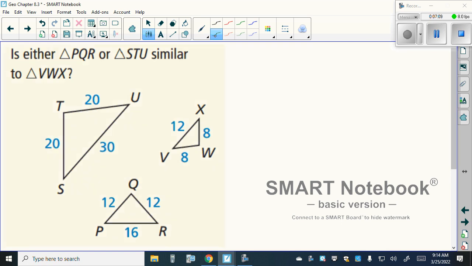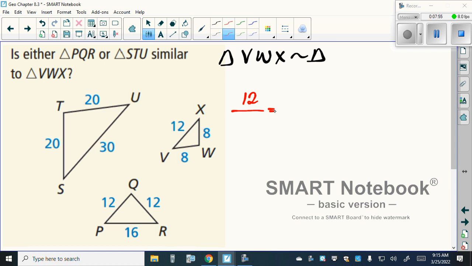So is either PQR or STU, either one of those two triangles, similar to VWX? Well, I know this is half the statement, mainly from just what the directions told us, yes? Because it's saying which one of these two triangles is similar to VWX. So we know one of the two triangles that's going to be similar is VWX, just from the directions. So if I pick a side from VWX, what can we pick? 12, yes?